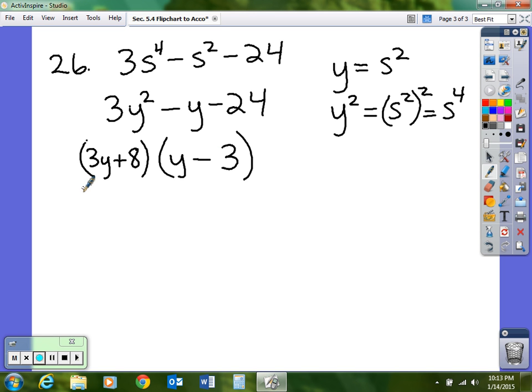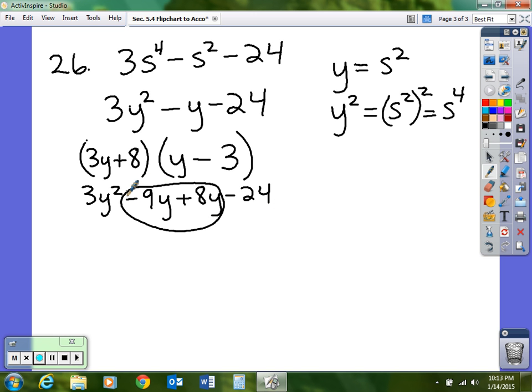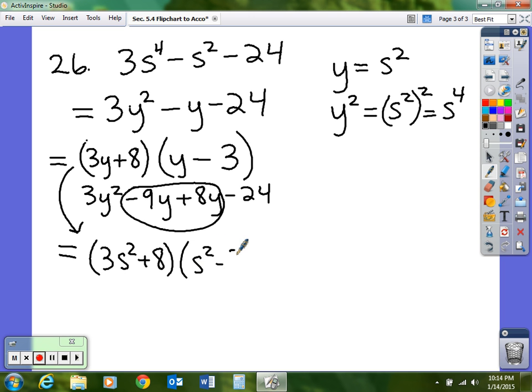Using FOIL to check, this is 3y squared. Outside is minus 9y. Inside is positive 8y. And last is minus 24. Our two middle terms, the outside and the inside, check. That makes negative y. We can now substitute back, as we need to have s squareds in our final answer. Y is s squared, so the first set of parentheses is 3s squared plus 8. Our second set of parentheses is just s squared minus 3.